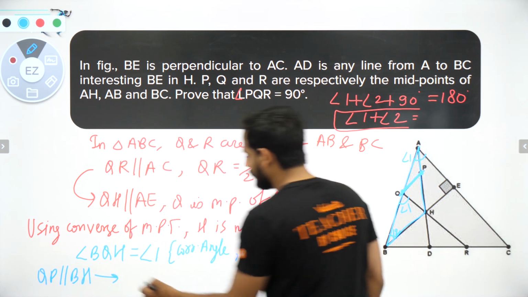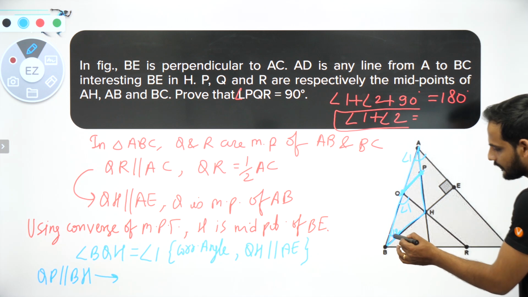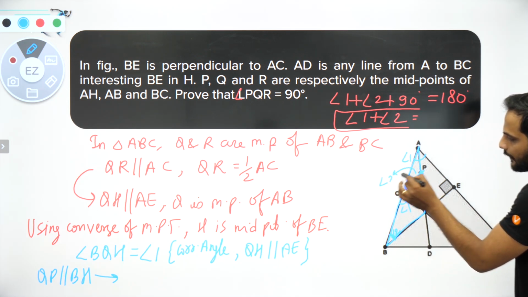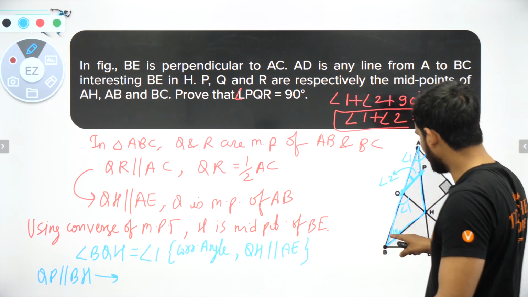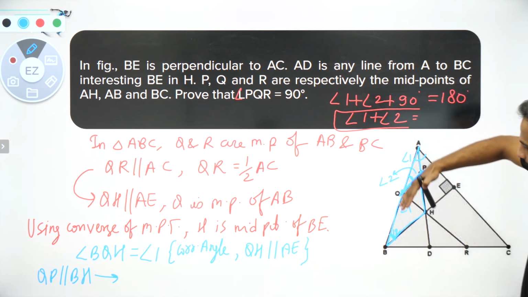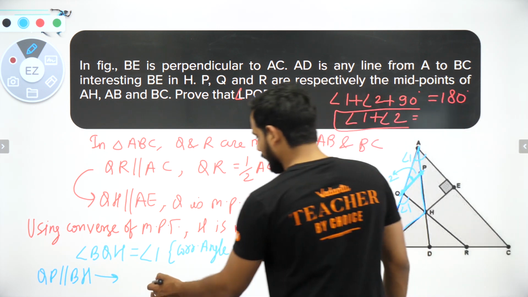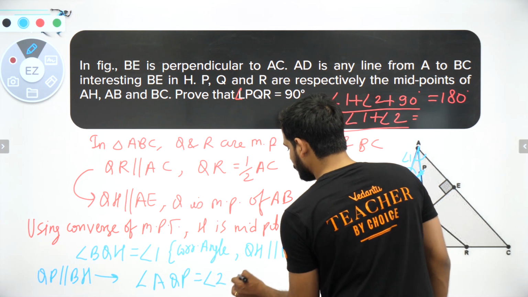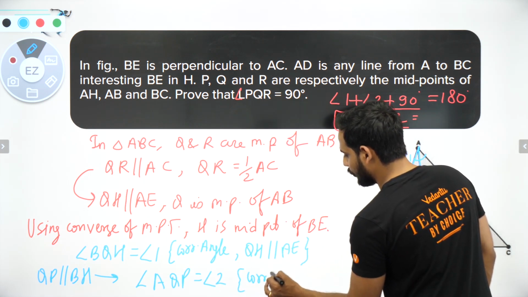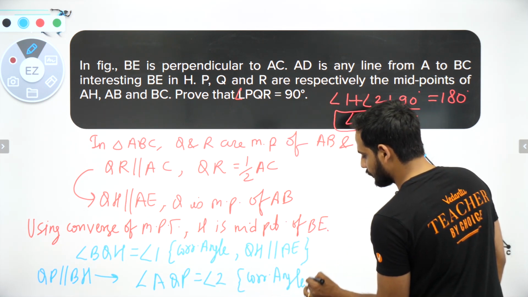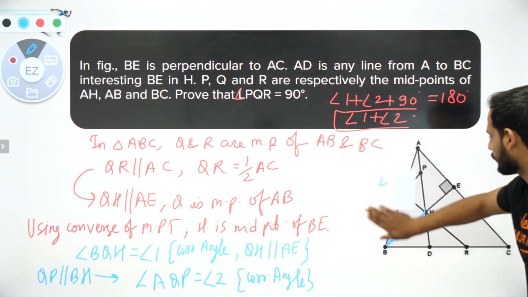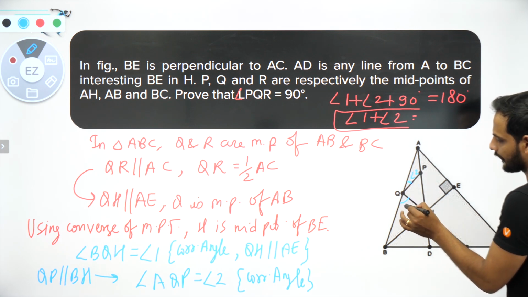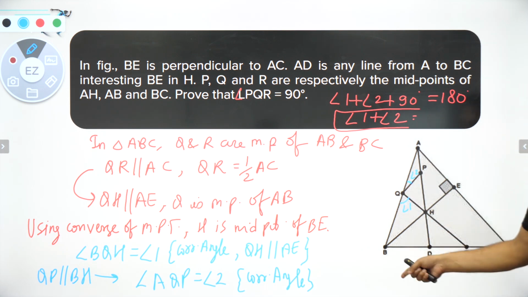And if QP is parallel to BH, you can say this angle and this angle both have to be equal. So this angle will be equal to angle 2. Why? Because of corresponding angles, as these two sides are parallel. So angle AQP is equal to angle 2. The reason is corresponding angles, because QP is parallel to BH. Now see what we have got. This angle is equal to angle 2. This angle is equal to angle 1. AB is a straight line.